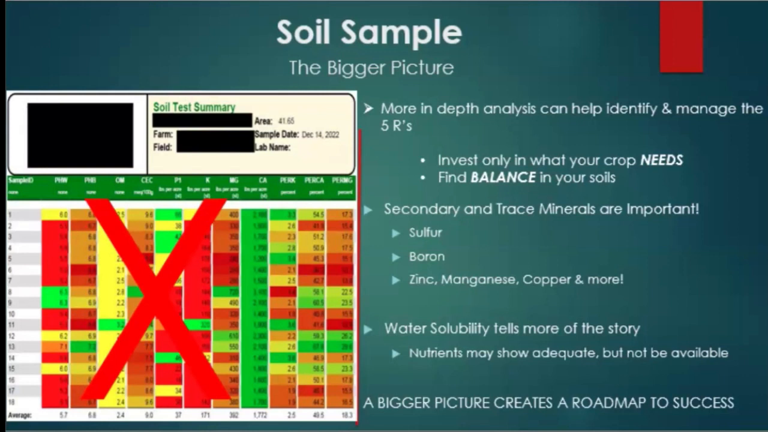Water solubility, again, tells more of the story. Can show adequate, may not be available. So basically, in state, to address the 5 R's, you got to have a good, solid picture to help navigate where you want to go. And that will help you design your roadmap to success.